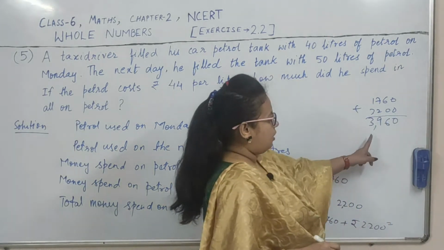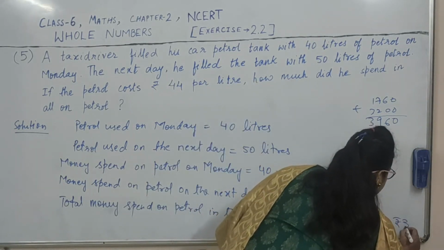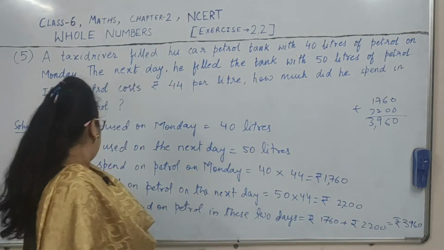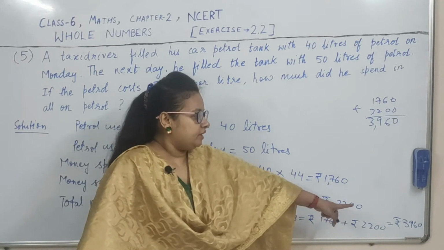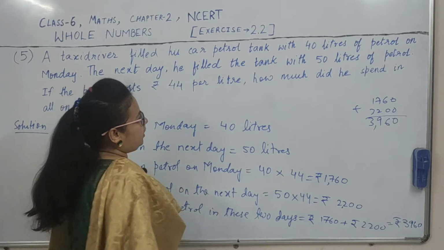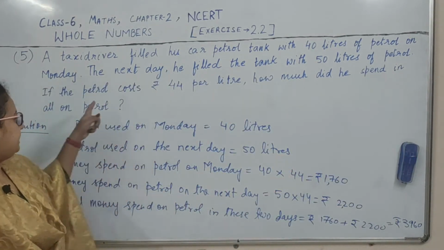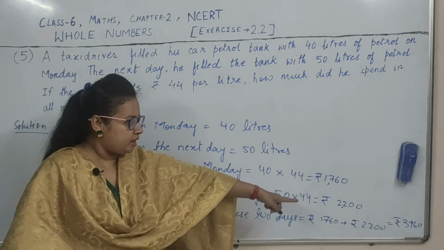So it is rupees 3960. Okay. So the total money spent on petrol in these 2 days is equal to 3960. Okay. So we got the answer. How much money did he spend in all on petrol? So total money spent on the petrol is this one.